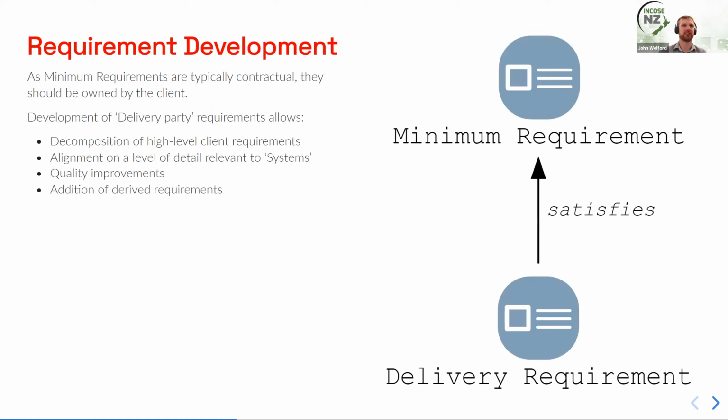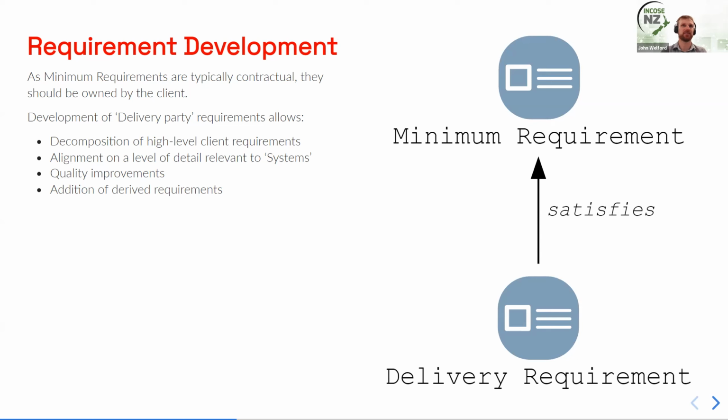So there's three major areas I wanted to talk about in terms of what we want the schema to do. The first of which is requirement development. As the minimum requirements that we get given as a delivery partner are typically contractual, they need to be owned by the client. So any kind of change to them needs to be approved and made by the client party, which leads to the need for us to develop delivery party type requirements, which typically is a decomposition of the higher level client requirements.